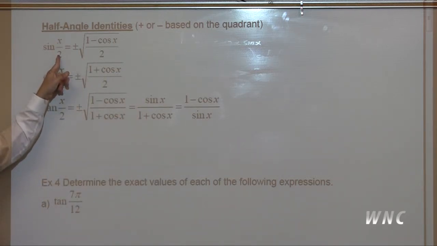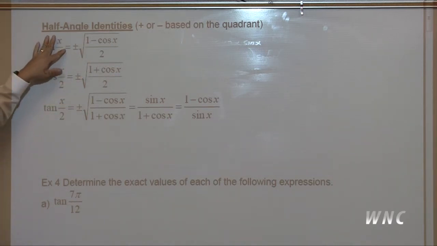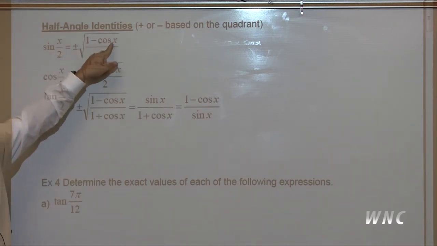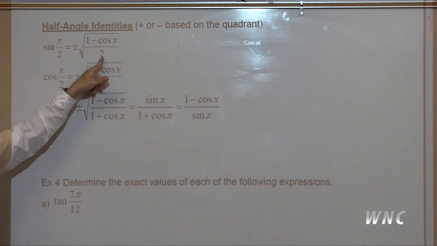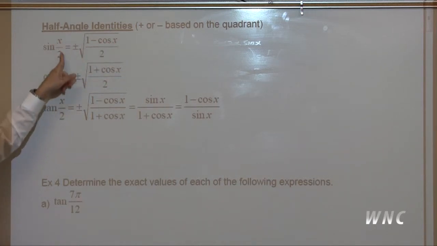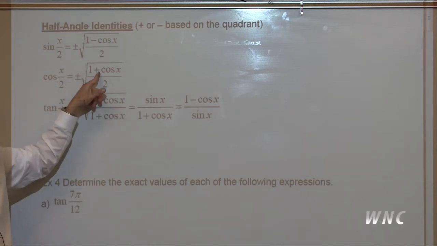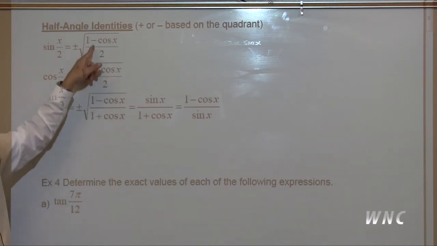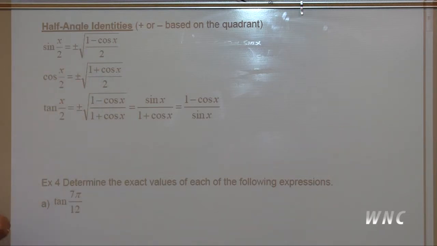Sine of x over 2, and remember we had double angle before, this is half angle. Sine of x over 2 is plus or minus the square root of (1 minus cosine x) over 2. Okay. Notice this is x, where we had x over 2 out here. Cosine of x over 2 is plus or minus the square root of (1 plus cosine x) over 2. So notice the negative up there, the positive down here.